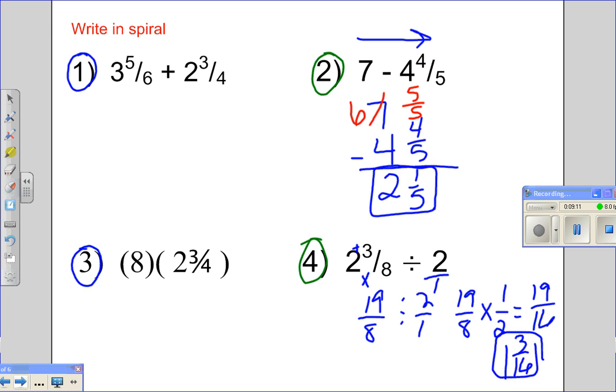Okay, so now you're going to do number 3, remembering what I just told you on number 4 about the whole number, but all the rest of the steps apply. So finish those 2 problems up in your spiral. We'll talk about those tomorrow in class.